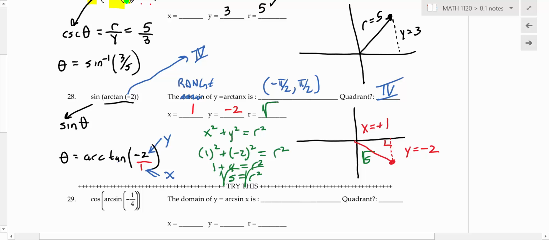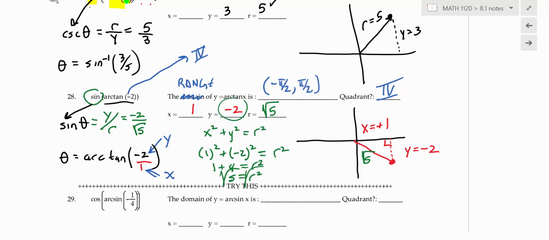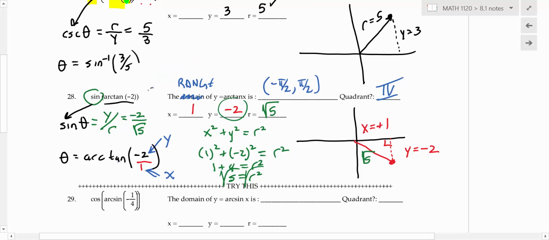This is that triangle stuff that we've done before. Really on these problems, if you can figure out x, y, and r correctly, then you've got it made. So what are you doing? You're finding the sine of that angle theta. What's the sine's definition? Y over r. So the answer to this problem would be y, which is negative 2, over r, which is root 5. And then you just rationalize the denominator. So the answer to this problem would be negative 2 root 5 over 5 after you rationalize that. And that would be the idea.